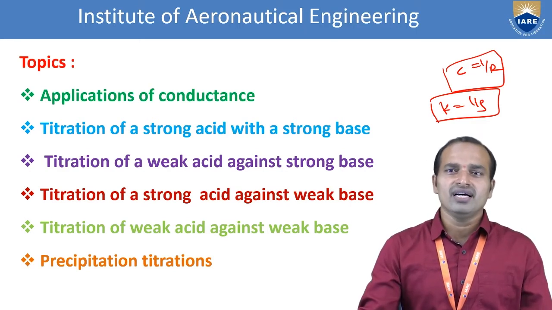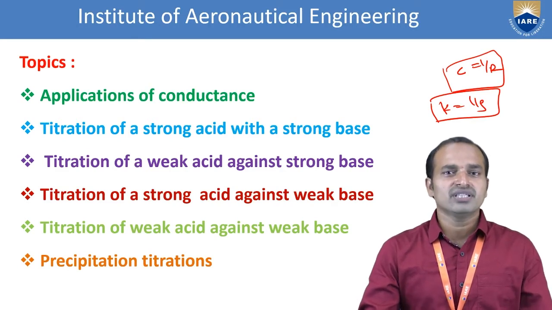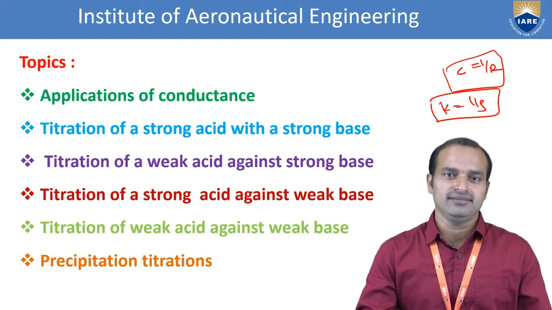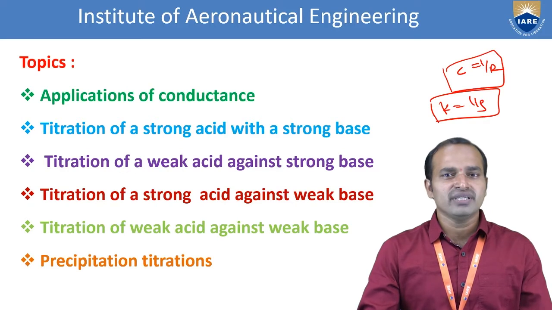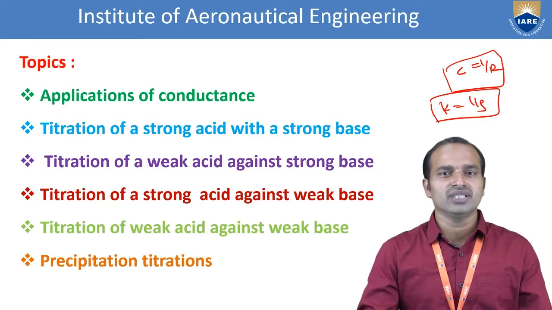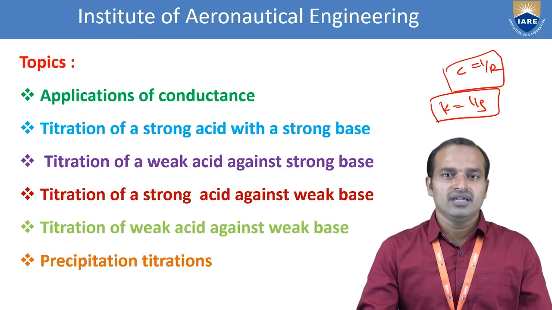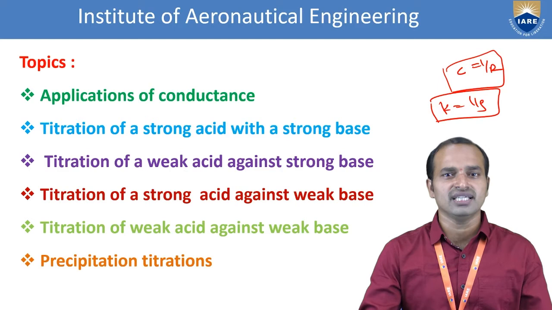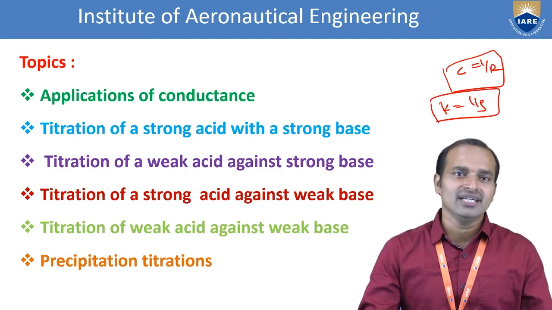So why are we doing the conductometric titration? Because without using any indicator, we get the end point graphically. That is called conductometric titration. In normal acid-base titrations, we use indicators. Suppose we use the strong acid versus strong base titration; in that, phenolphthalein is the indicator. So by using the indicator, we get the end point.